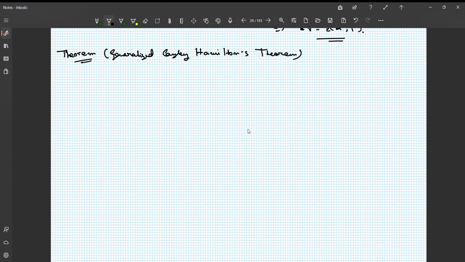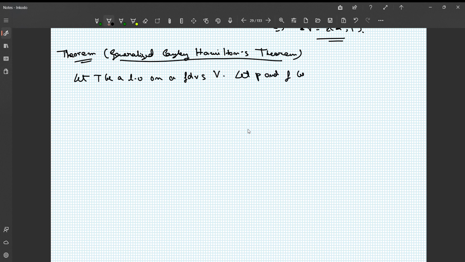The generalized Cayley Hamilton's theorem. Okay. What does this theorem say? Now we know one concept of a Cayley Hamilton's theorem, that the characteristic polynomial annihilates the very specific matrix or the linear operator, whatever. Let's see what's given in the statement. Let T be a linear operator on a finite dimensional vector space V.